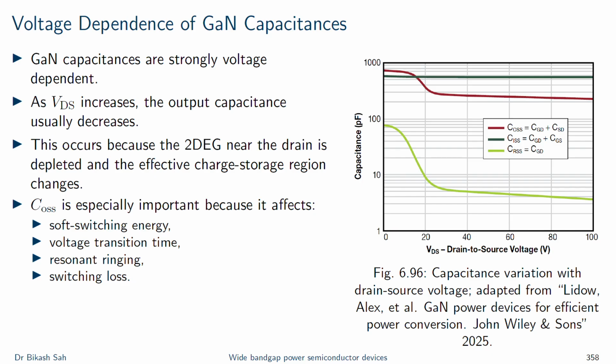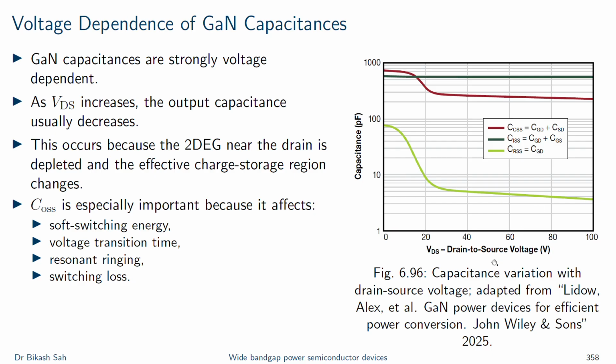Now let's try to understand the voltage dependence of the GaN capacitances. GaN capacitances are actually very strongly dependent on the voltage. As the VDS increases, the depletion region expands and the effective capacitance often decreases. COSS is especially important because it stores the energy that must be transferred or dissipated during switching. This is what you see in this diagram, how exactly this capacitance varies with the drain to source voltage.